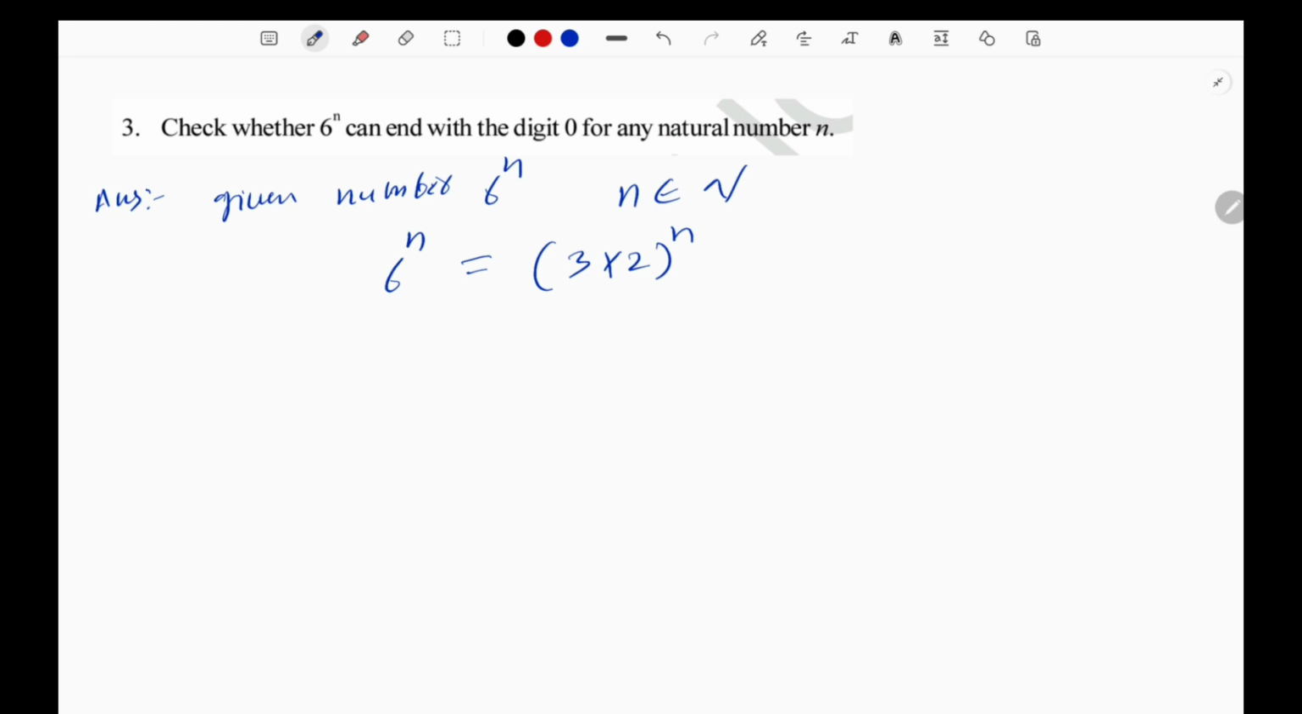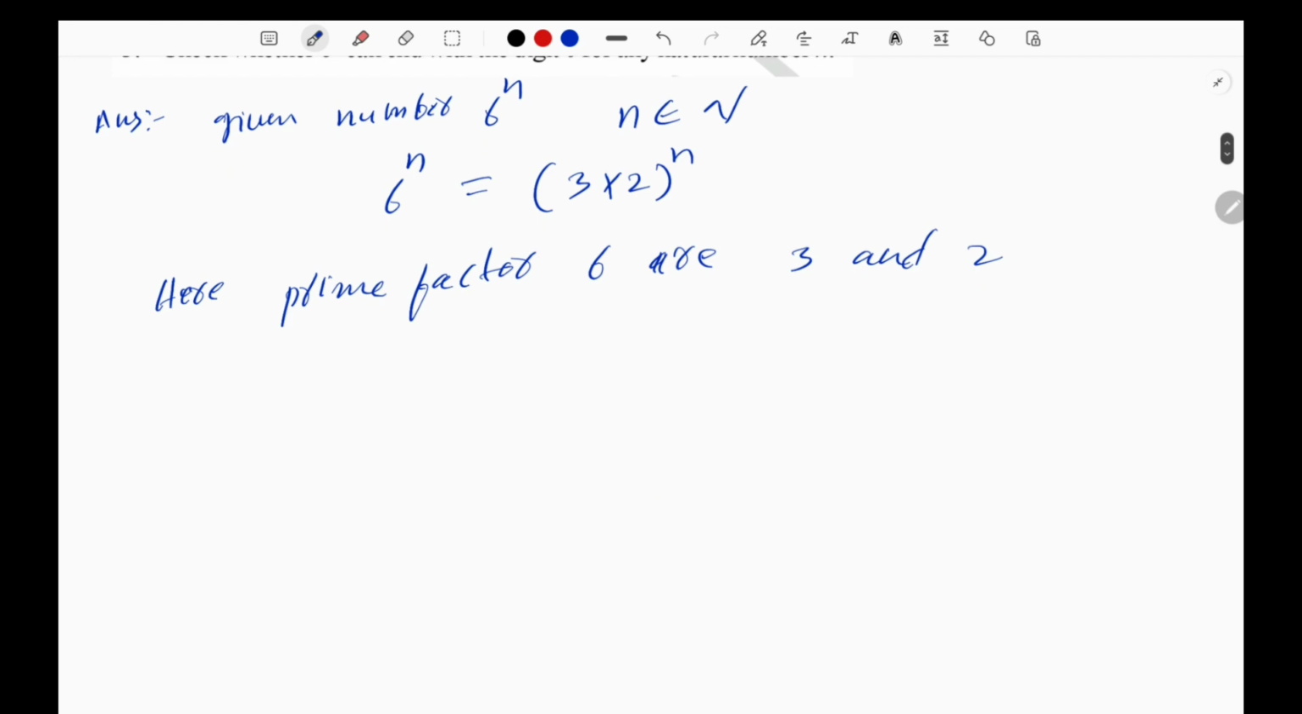So here the prime factors of 6 are 3 and 2. So 6 to the power of n cannot end with the digit 0.